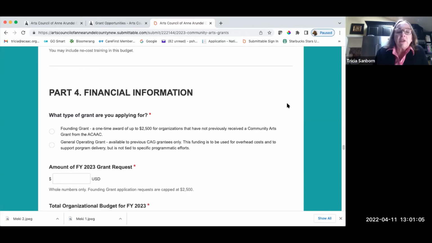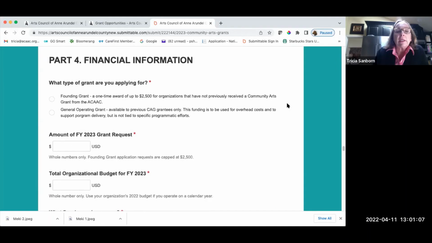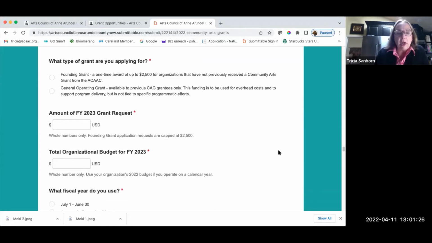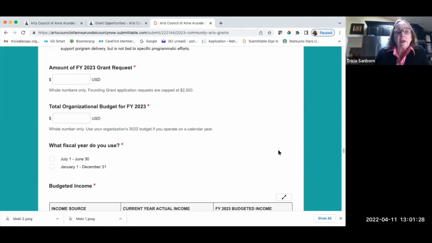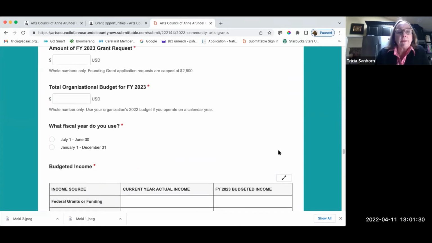The last of the big sections for the grant is financials. Again, we talked about this. Which type of grant are you applying for? Either a founding grant or a general operating grant. The amount of your request, if it's a founding grant, you're capped at $2,500. If it's a recurring grant, again, it should be in line with your previous awards.